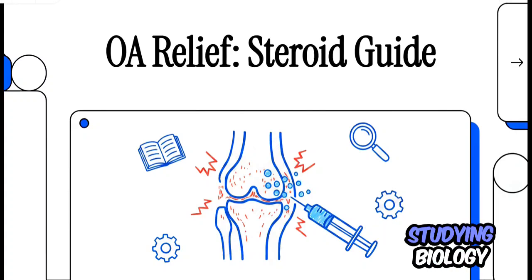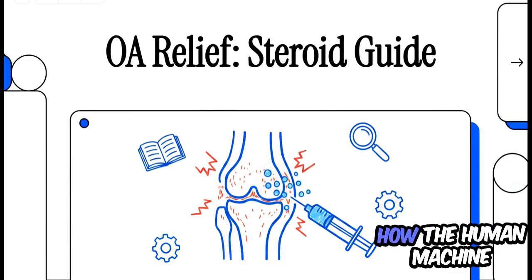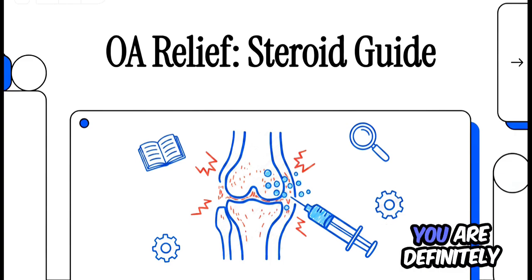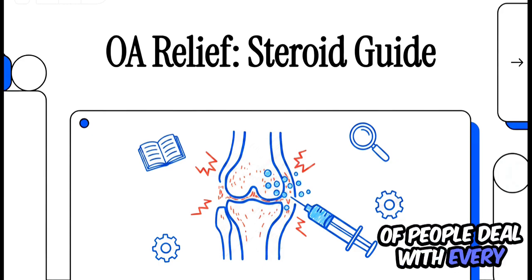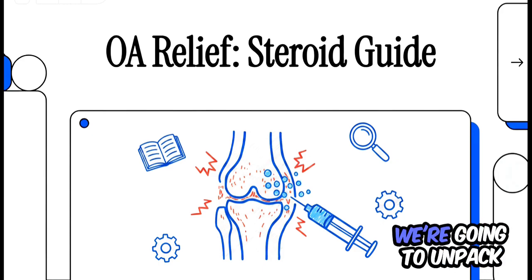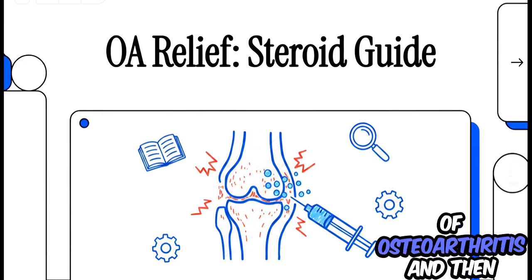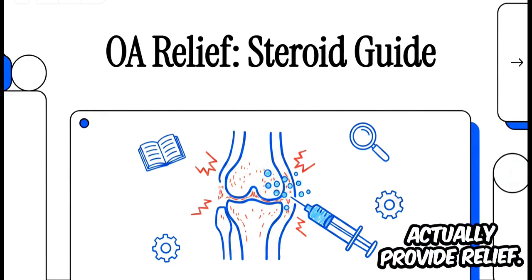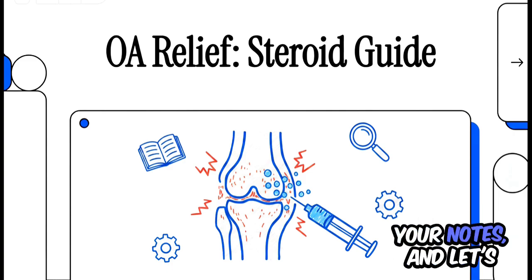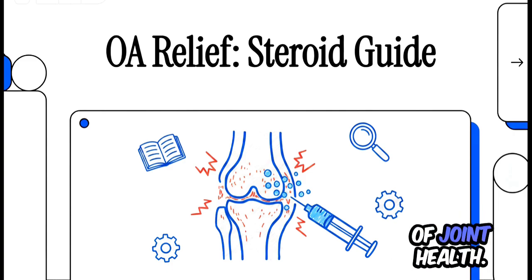Whether you're actively studying biology or you're just super curious about how the human machine actually works, you are definitely in the right place. In today's explainer, we're going to break down something that literally millions of people deal with every single day: joint pain. We're going to unpack the mechanics of osteoarthritis and then look right under the hood at how steroid treatments actually provide relief. So get comfortable, grab your notes, and let's start unpacking the science of joint health.